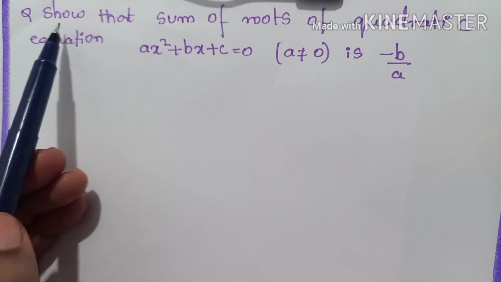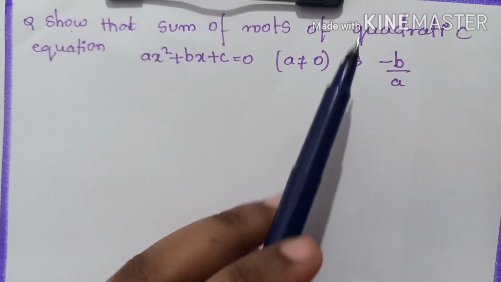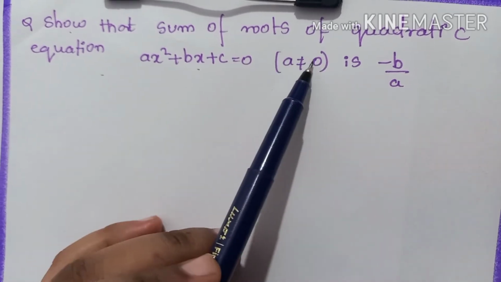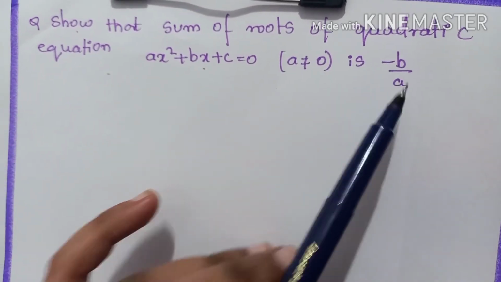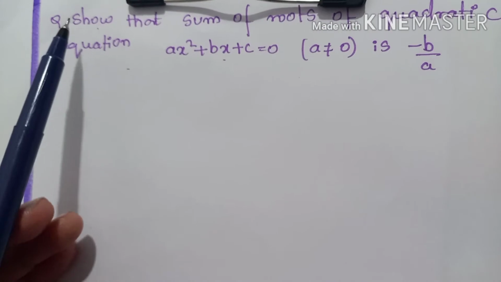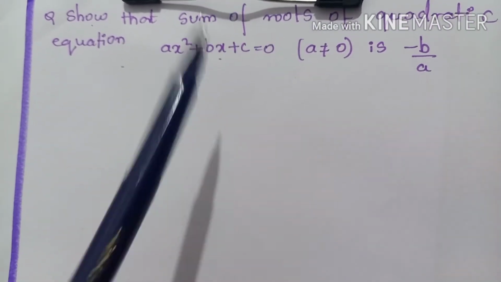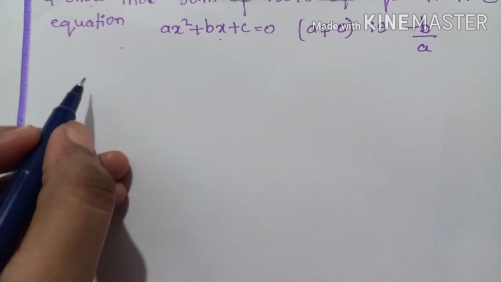Now here is another question. Show that the sum of roots of the quadratic equation ax square plus bx plus c, where a is not equal to 0, is minus b by a. This is not actually a question but a little interesting proof for the sum of roots. Now let us start proving it.